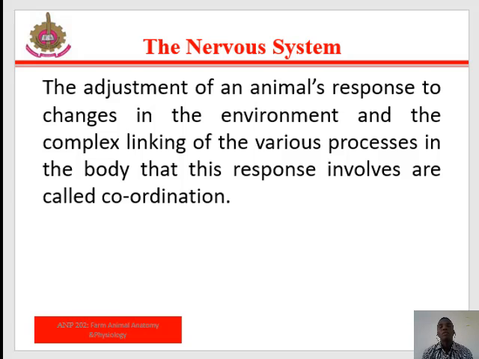The nervous system operates via electrical impulses among nerve fibers, and the endocrine system operates by releasing special chemicals or hormones into the bloodstream from the glands.